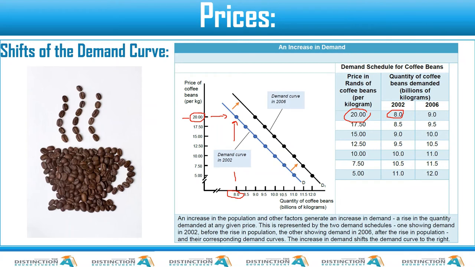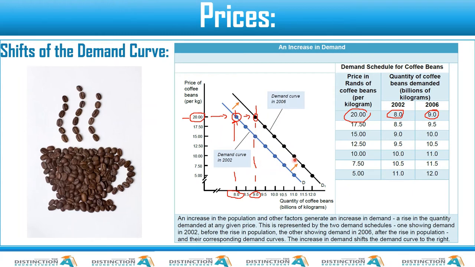Okay, now let's take the same 20 rand, this one, and so for 2002 it will be this dot here. So let's go to 2006 for the same price of 20 rand. Well, for that price, it goes along with this 9, you see here, 9 billion kgs. And if we go up straight, do you notice that it takes us to 20 here? Okay, so it will be this dot here. Okay, so basically, for the same price, this will be 2002 and this will be 2006. I think this is clear to understand.